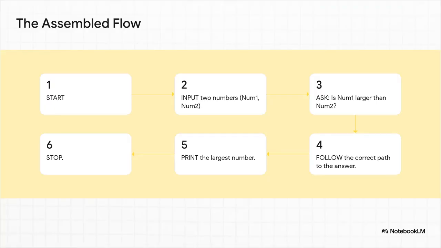So, let's assemble it. 1. We start. 2. We get our input, those two numbers. 3. We ask the critical question, is the first number bigger? 4. We follow the path based on that yes or no answer. 5. We print the result, whichever number turned out to be larger. And 6. We stop. And look at that, a perfect logical flow from beginning to end.